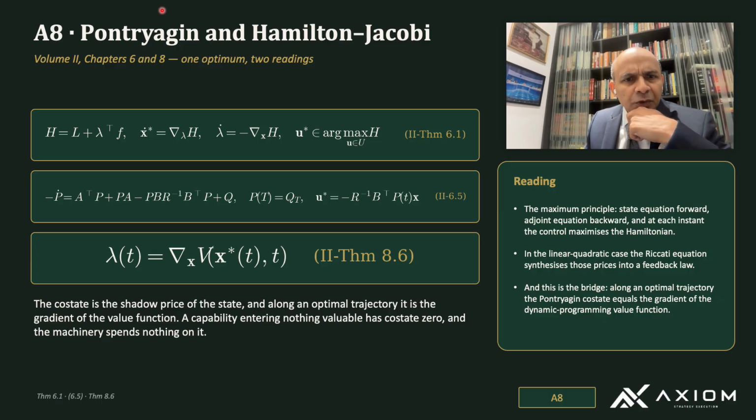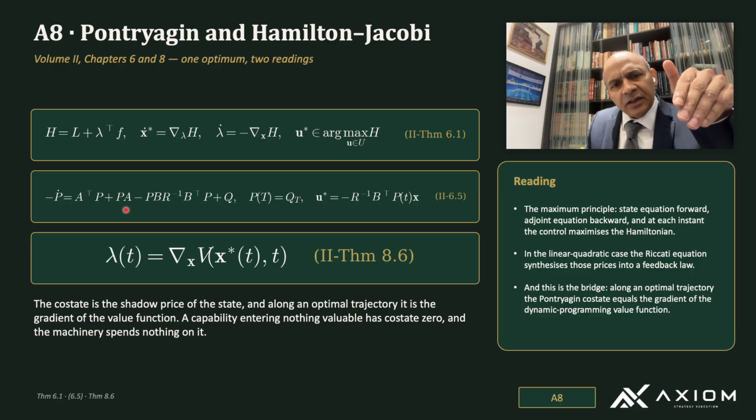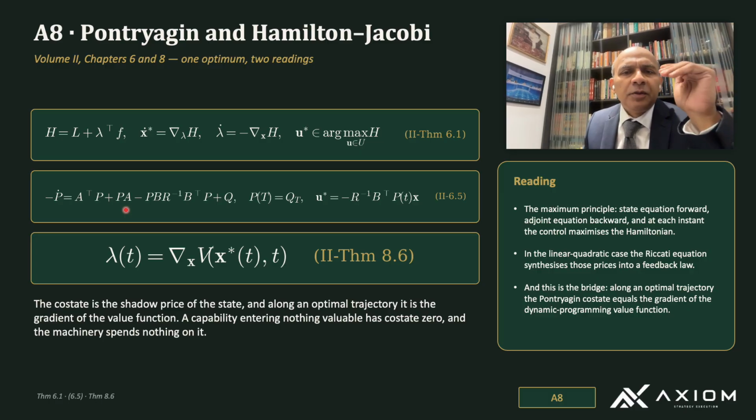Moving down to the Riccati equation over here, which determines P of t, we've covered this already. Once P of t is known, the optimal policy is a linear feedback rule that adjusts the control according to the current state. So the Riccati equation converts the dynamic optimization problem into an explicit optimal feedback policy.